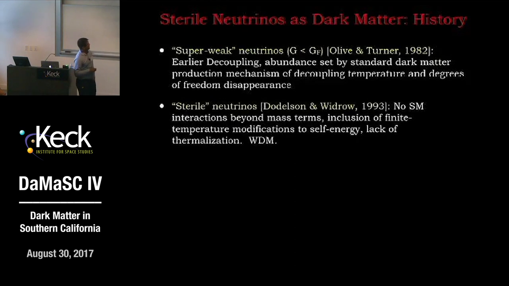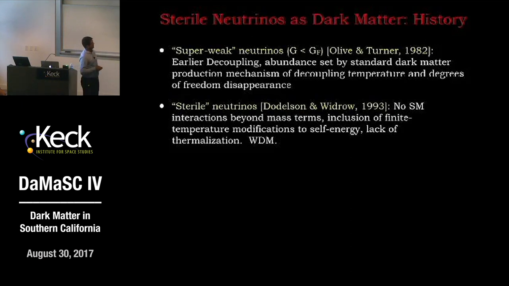Sterile neutrinos, as we know them today, were first talked about by Scott Dodelson and Lawrence Widrow in 1992-93, where they said, okay, we have actually no interactions beyond the standard model other than the mass generation mechanism and mass mixing. And they calculated the Boltzmann equation, as an approximated form of the Boltzmann transport, to get their abundance today. And it turned out that the keV scale was preferred in order to get the right abundance, and therefore it would be warm dark matter.